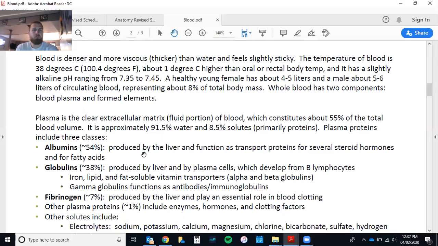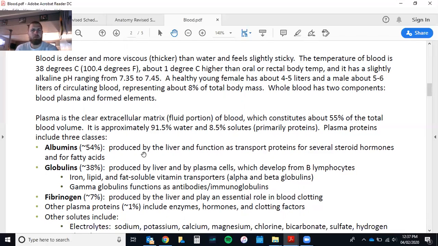Slightly alkaline pH, we usually like to see it around 7.4. 7.35 to 7.45 is the nice range that we like to see it in, with 7.4 right smack in the middle of that. So it's alkaline, which means it's a little bit of a base. If you're not familiar with the pH scale, 7.0 is neutral. Anything above that is a base. Anything below 7 is an acid. So it's just really, really barely not neutral, just a weak base.